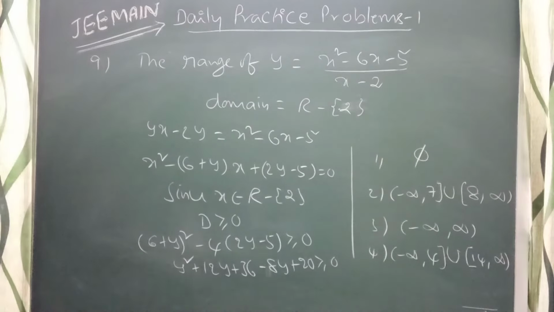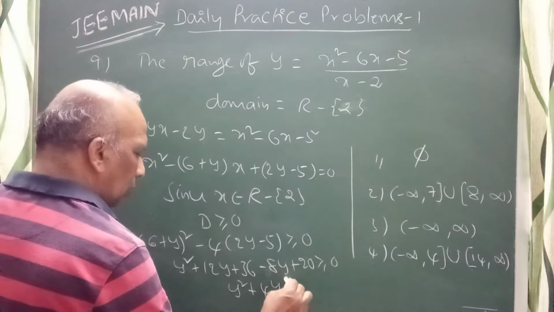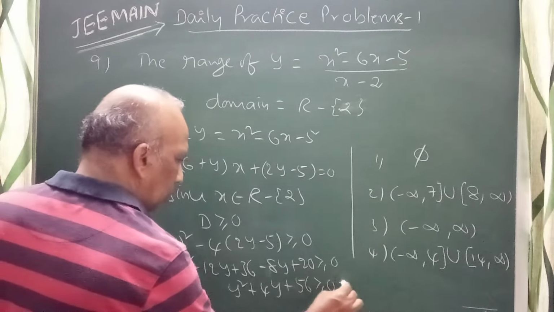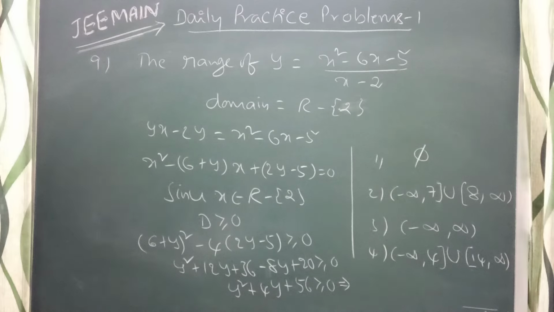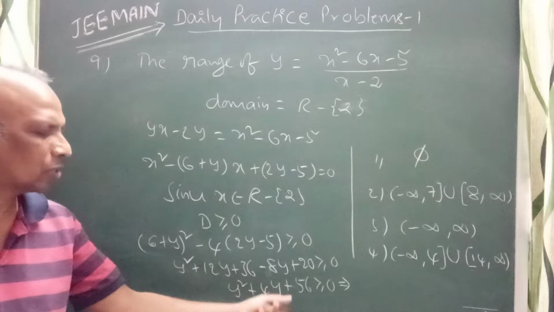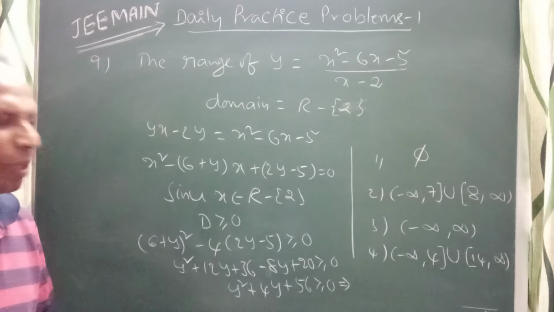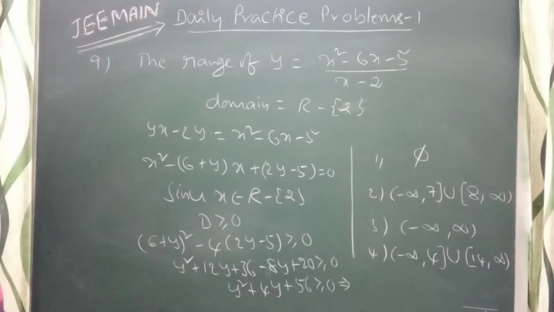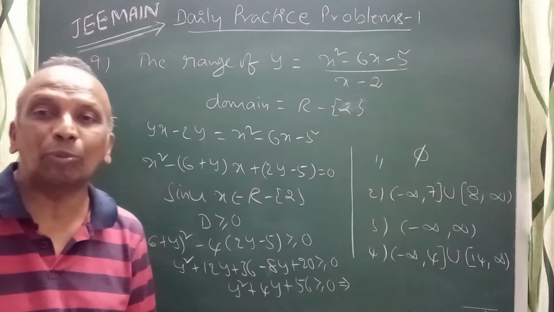I am simplifying this. Finally, you will get y square plus 4y plus 56 greater than or equal to 0. Correct. So which is true for all y belongs to R, right? So you can see I got y square plus 4y plus 56. This is the expression, it's clear everything is positive. It is true for all y belongs to R.